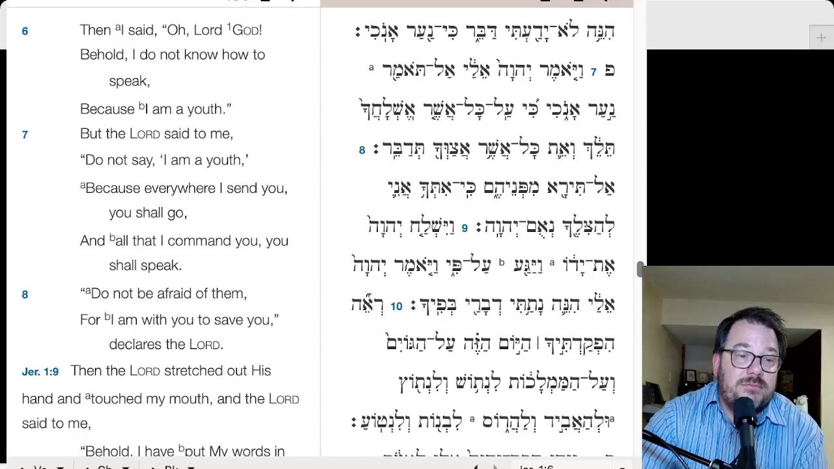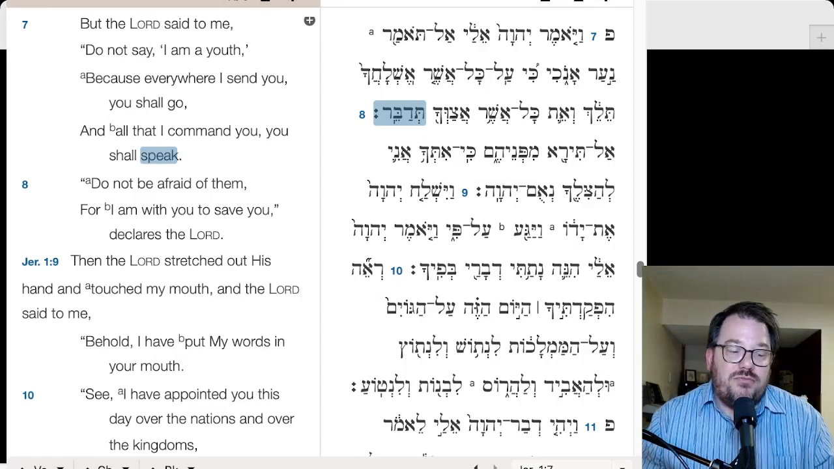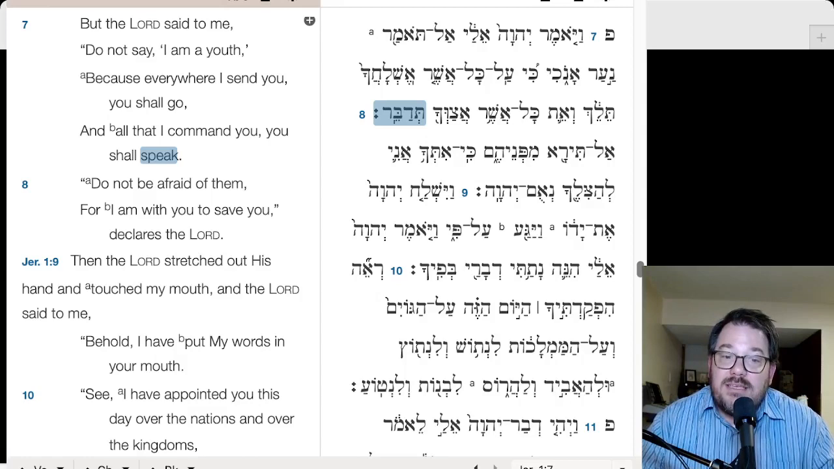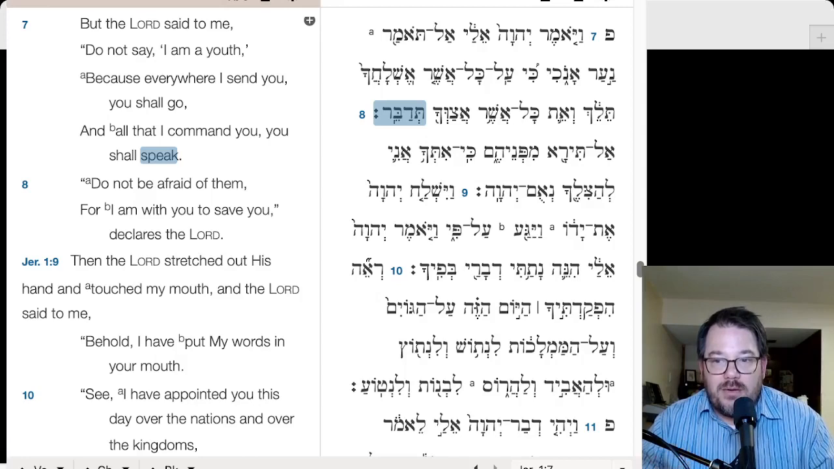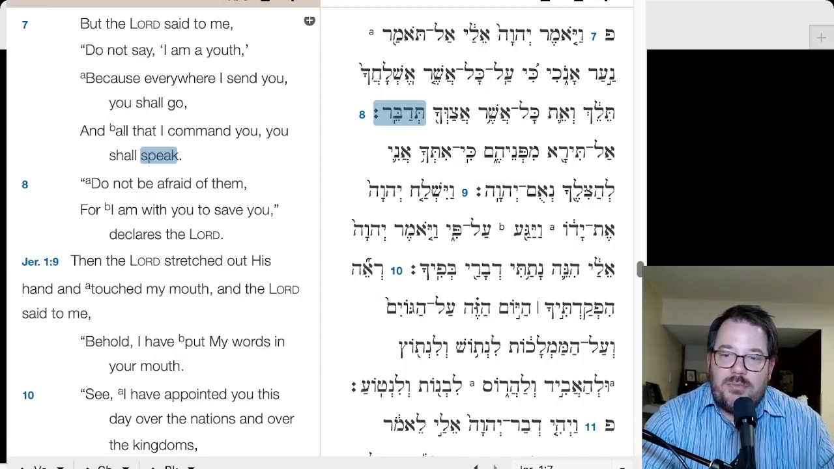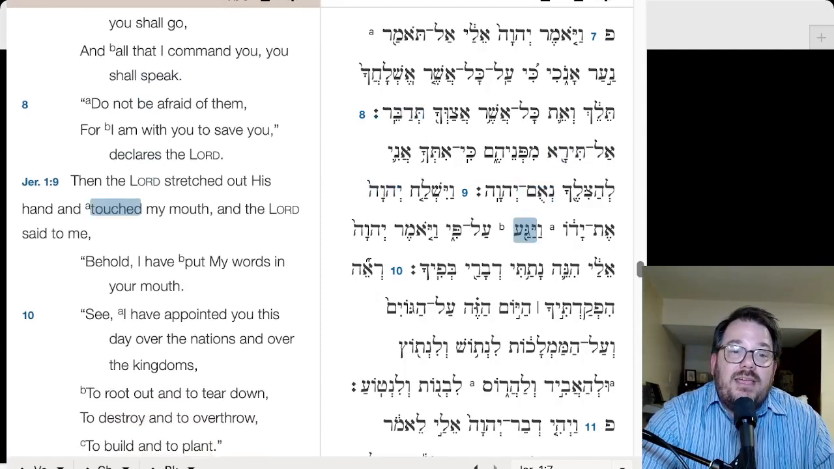And then verse 7, the Lord said to me, "Do not say, 'I am a youth.'" Here he gives him this reassurance. "Do not say I'm a youth, because everywhere I send you, you shall go, and all that I command you, you shall speak." So again, it's that emphasis that Jeremiah's ministry is going to be a ministry of words, and they're going to be coming from Yahweh, from God. Jeremiah is like, "I'm just a boy, don't send me." And God says, "No, don't say that. I'll send you, and you're going to go where I send you and speak all that I command you." And then he says, "Don't be afraid," verse 8, "for I am with you to save you."